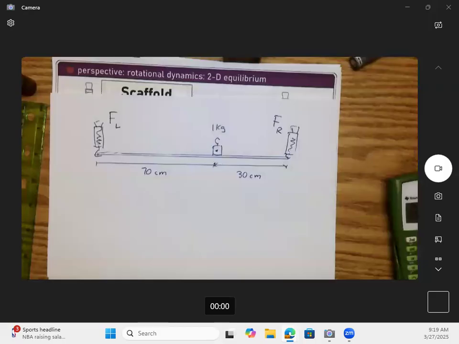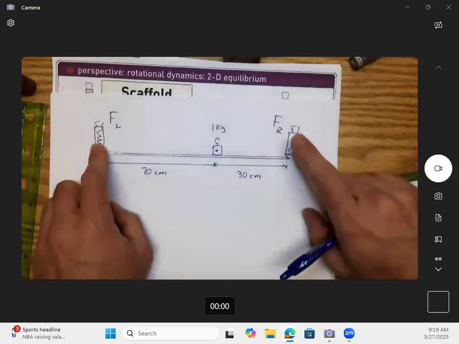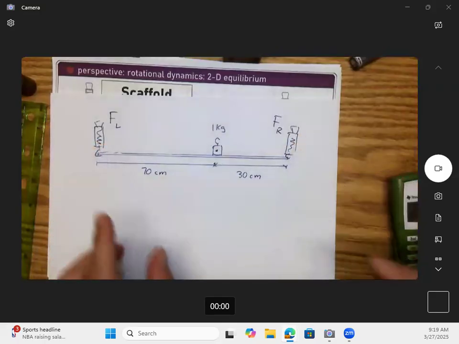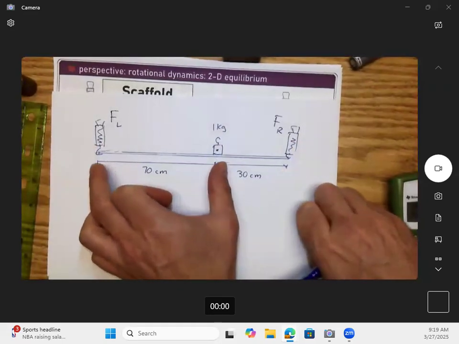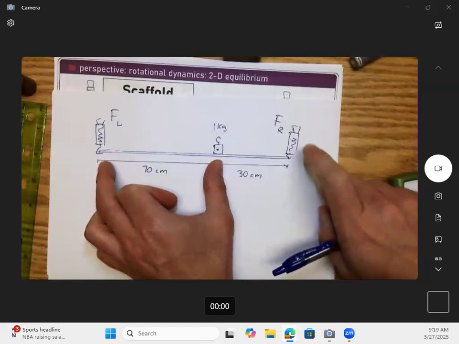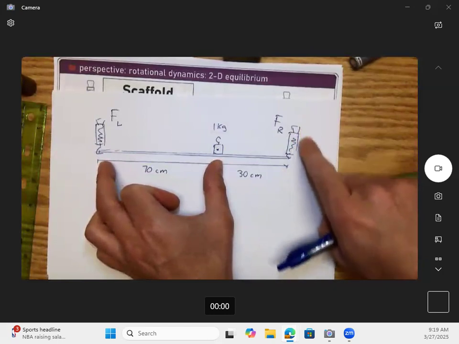How about now? Who knows the answer to that question? Anybody know? Hector got it. Hector knows. He's getting 3 newtons right here and 7 newtons right here. Do you guys see a shortcut rule of thumb, which is the fact that this is 70% over to the right? This one is going to hold 70% of the weight.